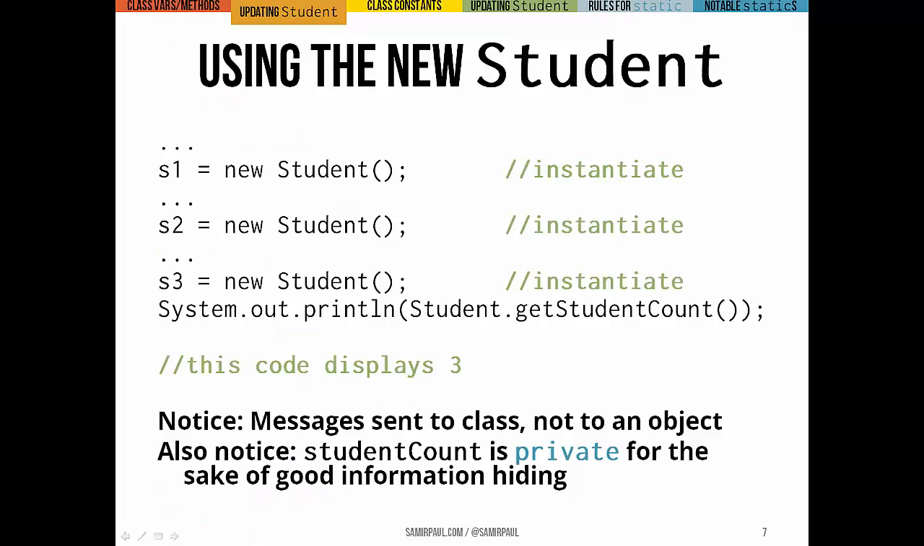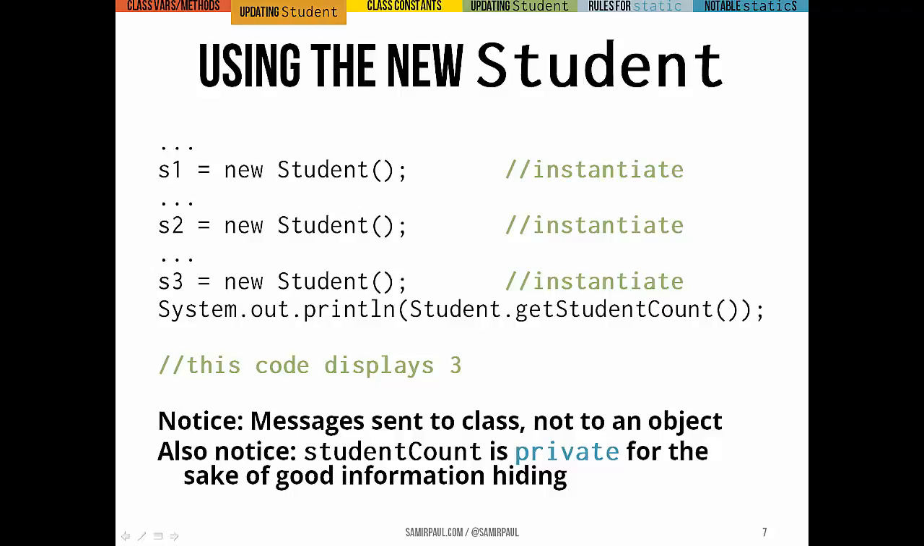Here's how we might use the student class. You can see we instantiate several student objects, S1, S2, and S3. And then finally, we can call this static method getStudentCount using the name of the class. And this code will print out 3. Because every time we've called this constructor, student count has been incremented. So at this point in the code, if we call this method, it prints out 3. If we had done it here, it would have printed out 2.